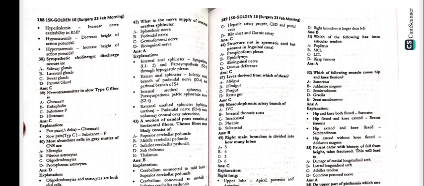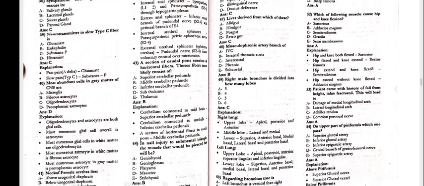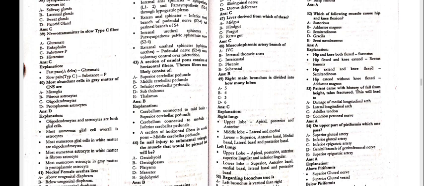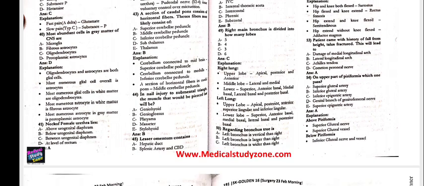42. What is the nerve supply of internal urethral sphincter? That is splanchnic nerve. 43. A section of the caudal pons consists of horizontal fibers. These fibers most likely consist of the middle cerebellar peduncle. 44. A nail injury to the submental triangle, the muscle that would be pierced would be the genioglossus.